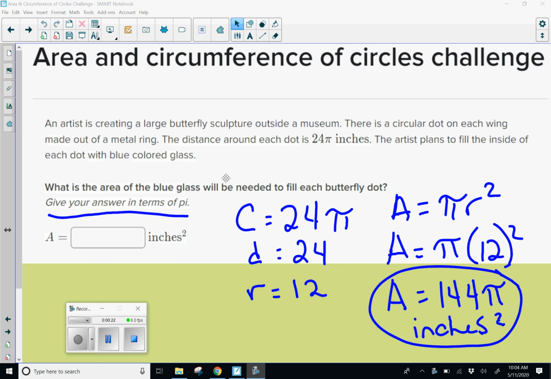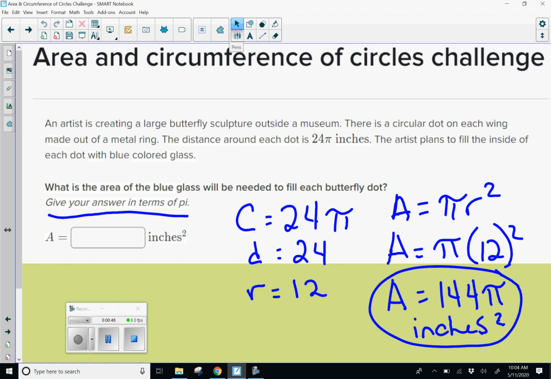It says an artist is creating a large butterfly sculpture outside a museum. There is a circular dot on each wing made out of a metal ring. The distance around each dot is 24 pi inches. The artist plans to fill the inside of each dot with blue colored glass. What is the area of the blue glass that will be needed to fill each butterfly dot?